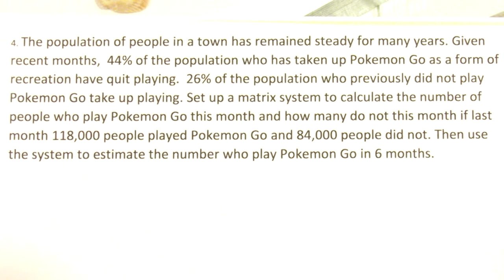Set up a matrix system to calculate the number of people who play Pokemon Go this month and how many do not play this month if last month 118,000 people played Pokemon Go and 84,000 people did not in this town's population. Then we're going to use the system to estimate the number of people who will play Pokemon Go in 6 months, but we're going to look at it from the point of view of diagonal matrices.